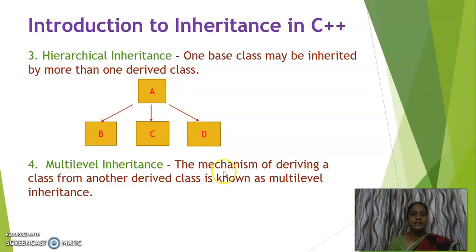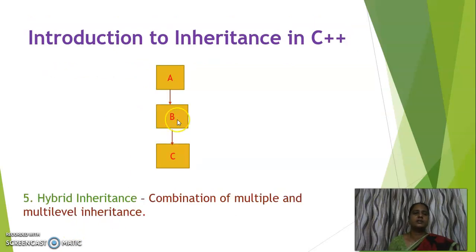Multi-level inheritance: the mechanism of deriving a class from another derived class is known as multi-level inheritance. So this is the form of multi-level inheritance. A is the base class and B is a derived class derived from the base class A. Again another class C is derived from class B. Here B is called an intermediate class. A is the base class, B is the intermediate class and C is the derived class.